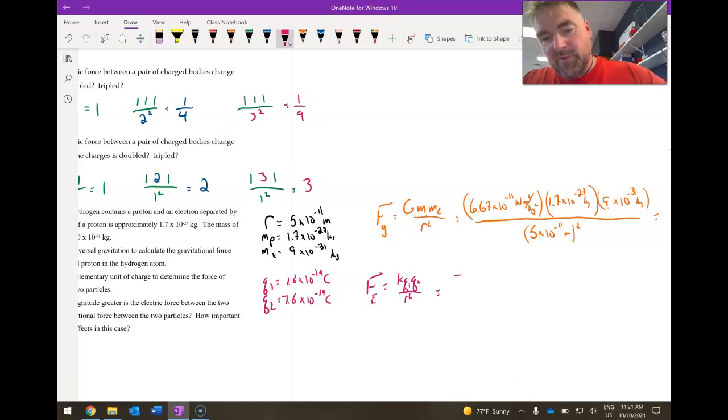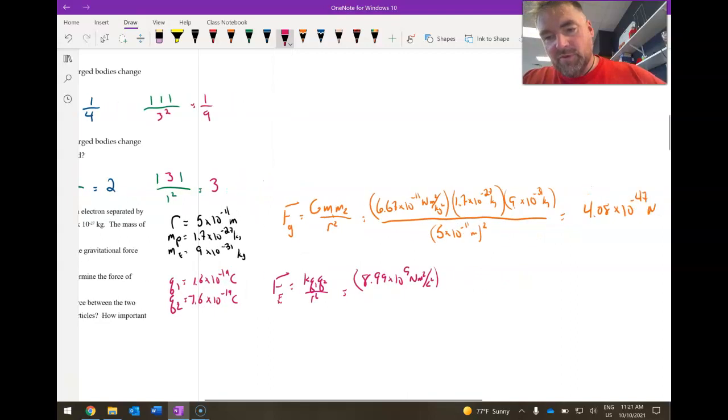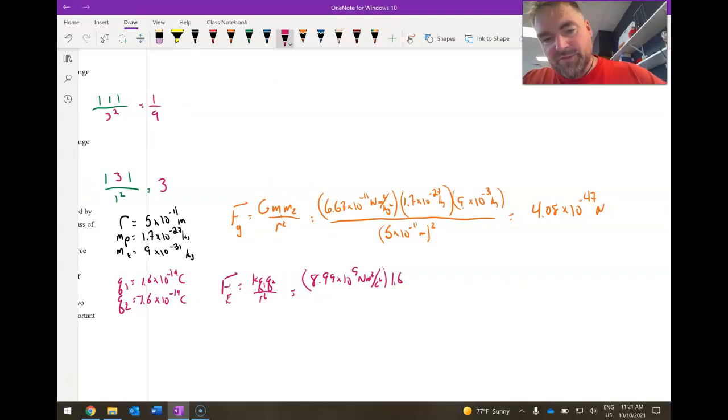F sub E is equal to K Q1 Q2 all over R squared. And we know from the front page of our reference table that K is 8.99 times 10 to the 9th Newton meters squared over Coulomb squared. We know the charge of a proton is 1.6 times 10 to the negative 19th coulombs. We know the charge of an electron is a negative 1.6 times 10 to the negative 19th coulombs. And once again, the distance between them is the same as it was before for the gravitational one, 5 times 10 to the negative 11th meters, but don't forget to square it.